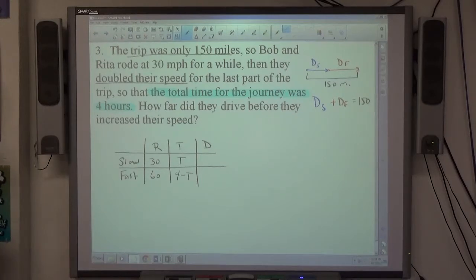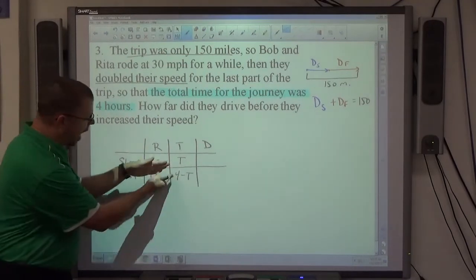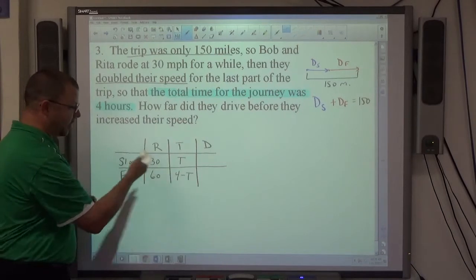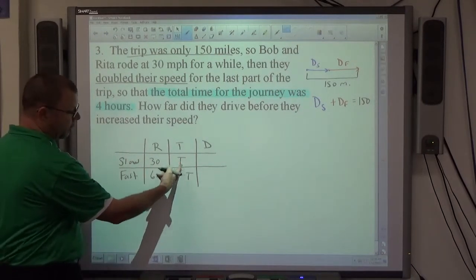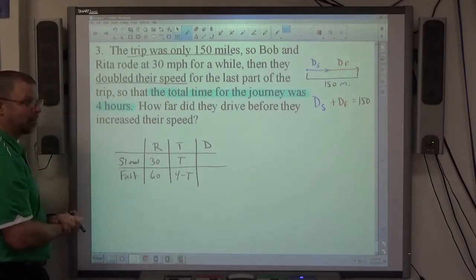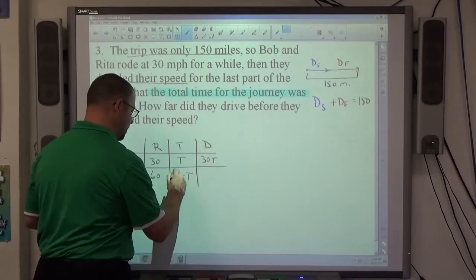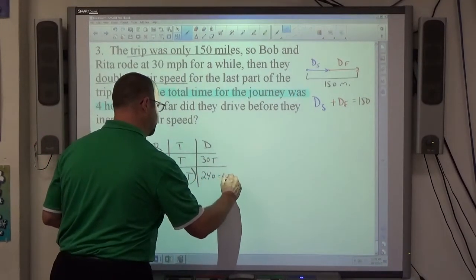The slow time was not 4, the fast time was not 4. The slow time was unknown, the fast time was unknown. They add up to 4. t plus 4 minus t equals 4. So that's the only way to do it. Okay. So I could have put t here and 4 minus t there, but it's still the same thing. So in this case, 30 times t is 30t. 60 times 4 minus t is 240 minus 60t.